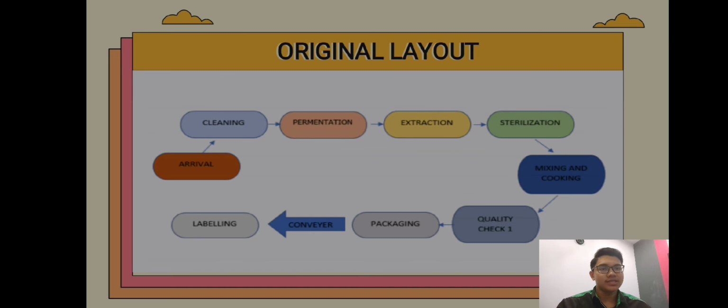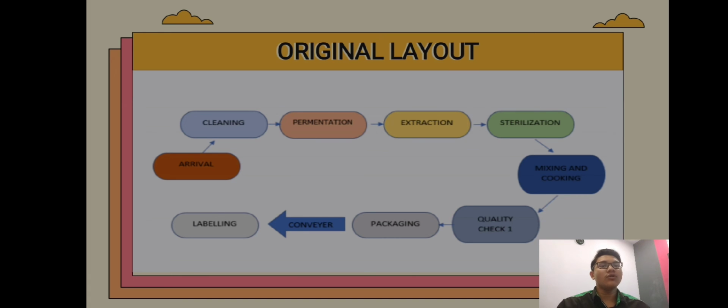So basically we can see the process in the ZARA FOODSTUFF industry Sdn Bhd. For the first activity, it will be the arrival of the soybean and it will be placed on the pallet. Next activity is cleaning the soybean before the extraction process. After that, it will be extracted. Then the soybean will be sterilized. This is done to ensure there is no dirty object or bacteria on the soybean before cooking and mixing.